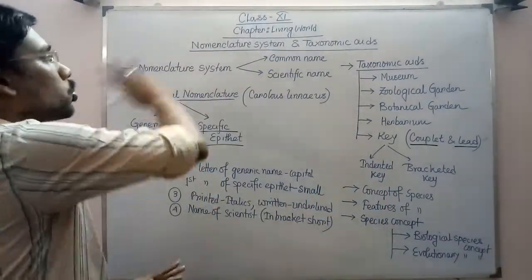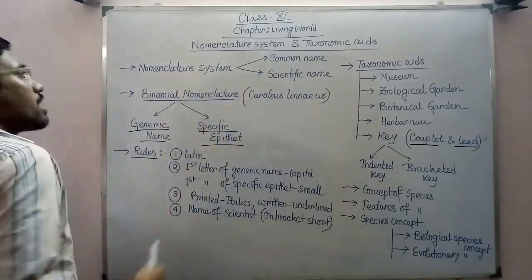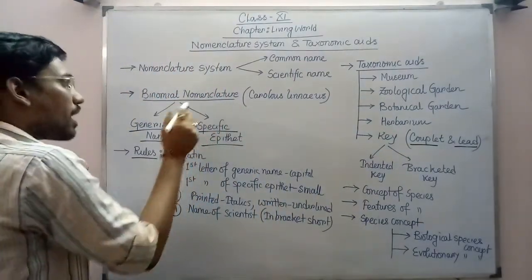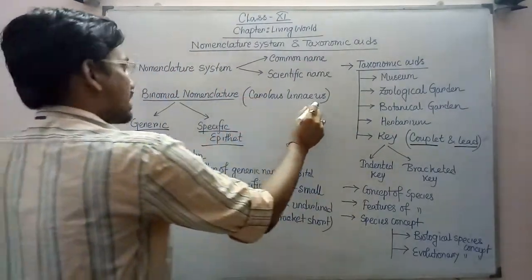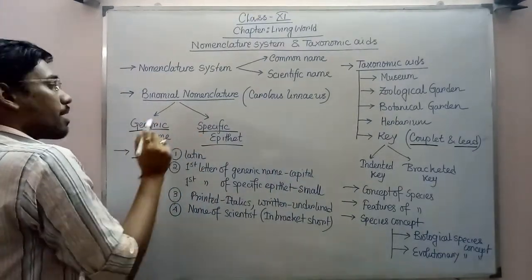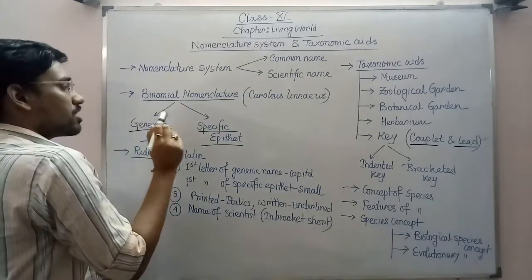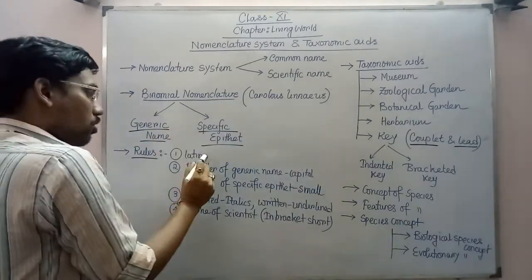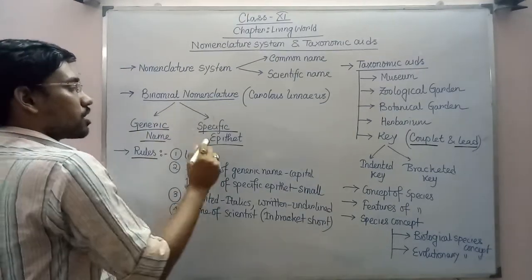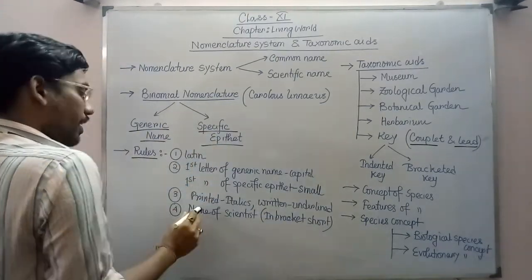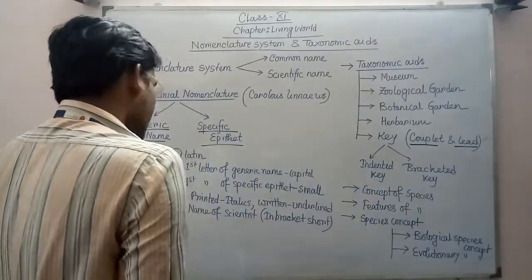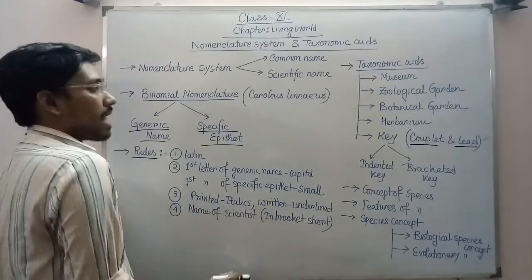So totally, whatever I have discussed, I am recapitulating again. One is the nomenclature system, two types: common name and scientific name. Next, binomial nomenclature proposed by Carolus Linnaeus. Under binomial nomenclature, two terms will be there: one is the generic name, another is the specific epithet. This is the genus name, this is the species name. Rules: the name will always be given in Latin. The first letter of the generic name will be capital, but the first letter of the specific epithet will be small. The name will be in italics when printed, but when handwritten it is underlined. The name of the scientist will always be kept in a bracket in short form.